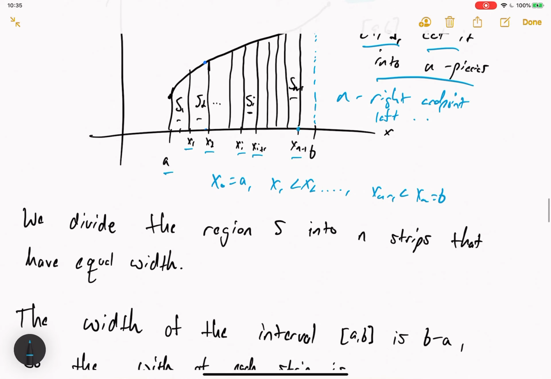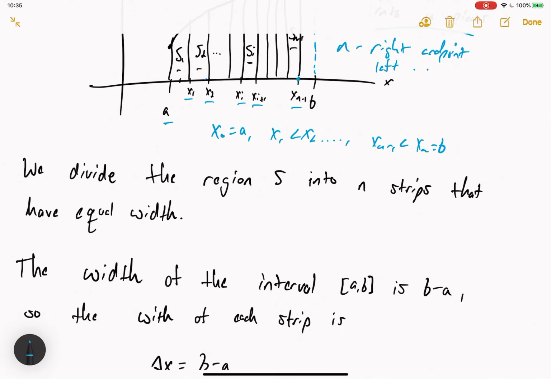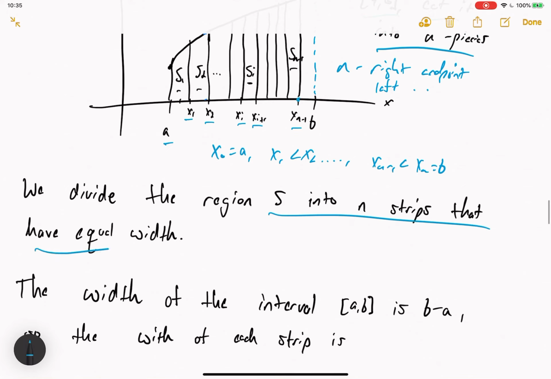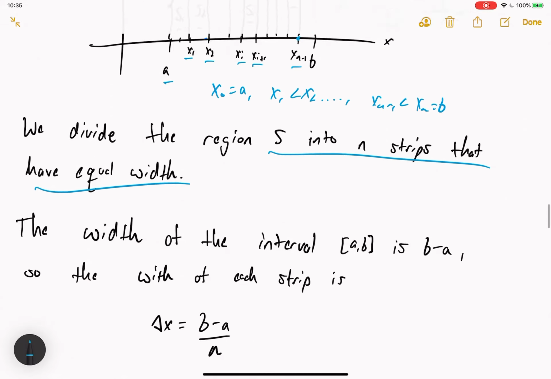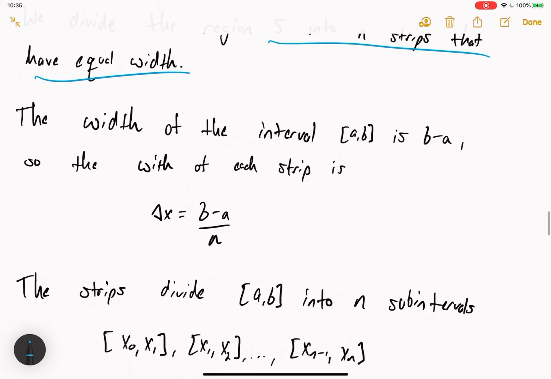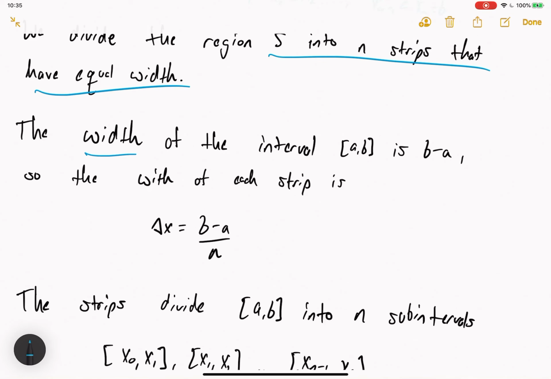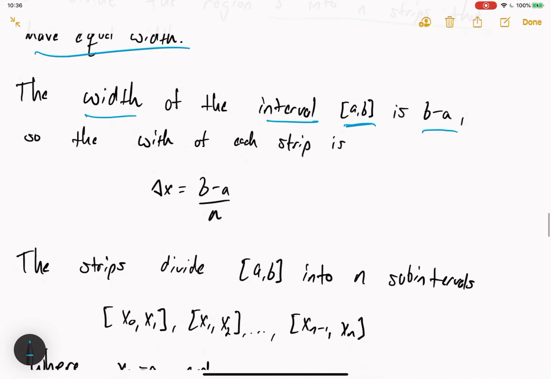So when we cut the interval into n different pieces, we have n subintervals, and we basically get n strips that have equal width. We want to divide the region S into n strips of equal width, and use that to approximate it, and that's how we're going to find the rectangles. The width of the interval, from a to b, should just be b minus a, because you want the distance from 0 to 1 to just be 1.